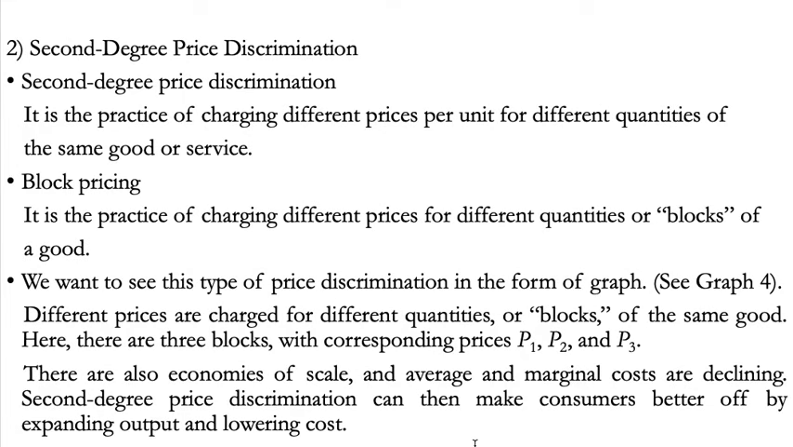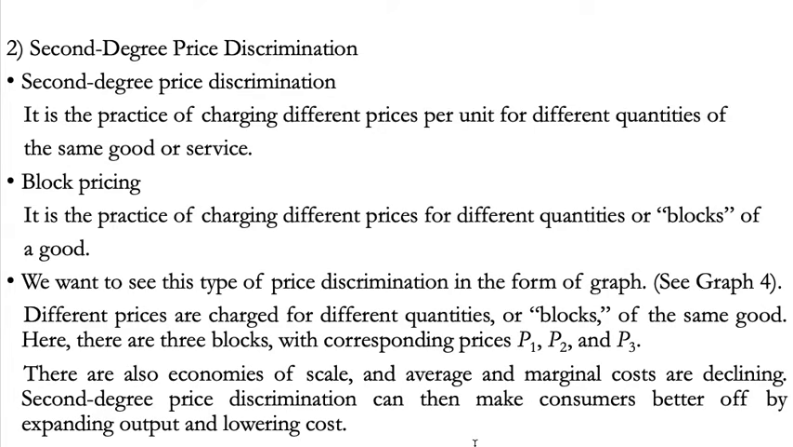Now we move to the second degree price discrimination. So what does it mean by the second degree price discrimination? It is actually a practice of charging different prices per unit for different quantities of the same good or service. It is also known as block pricing because you charge it by block of usage.